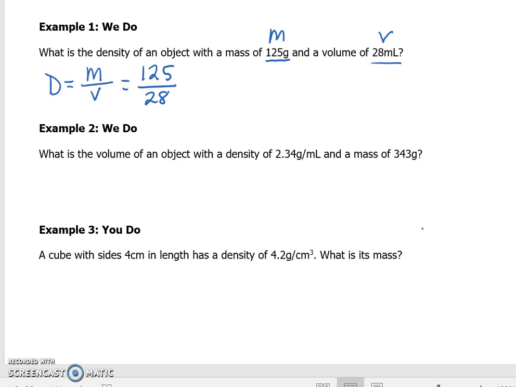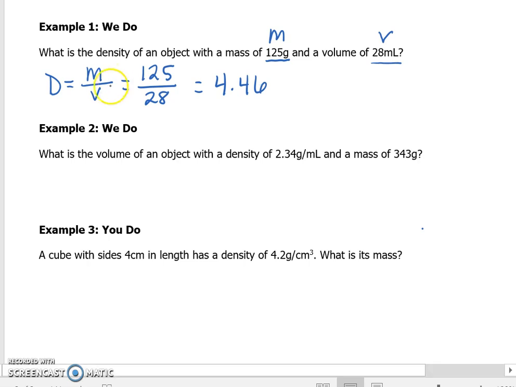By the way, if you don't have a calculator out, now would be a good time to get out a calculator. And when I plug that into my calculator, I get 4.46428571. But right now, 2 decimal places is a good spot. But although I have the math correct, I still need a unit.